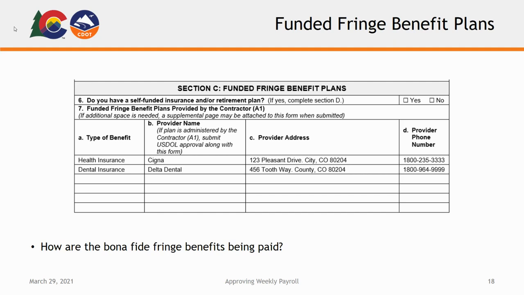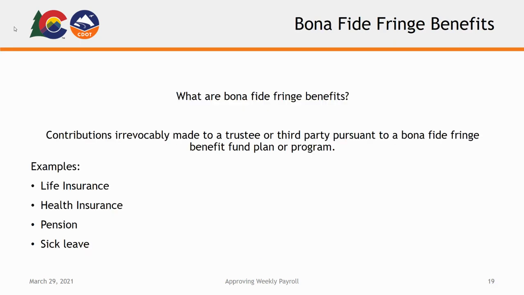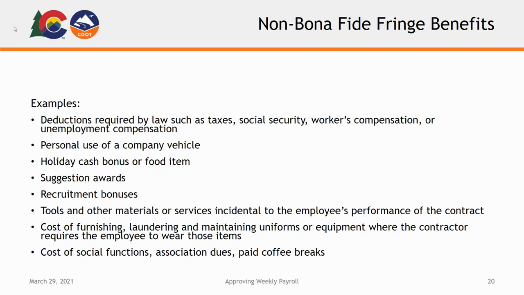If you have marked yes on number 6, you will need to reach out to the Department of Labor to get approval of the type of plan or insurance you are using and upload the approved letter into eDocuments. Section C should provide type of benefit as well as provider information as to where the bona fide fringe benefits are being paid to the funded fringe benefit plans. These are examples of non-bona fide fringe benefits, and they can't be claimed as fringe benefits.